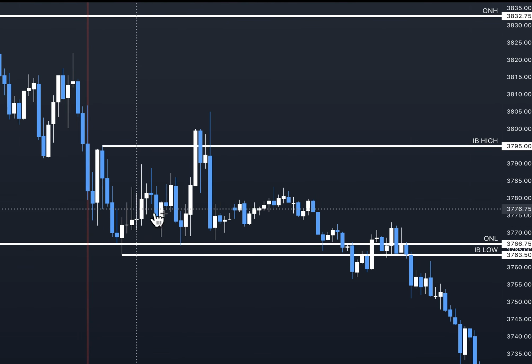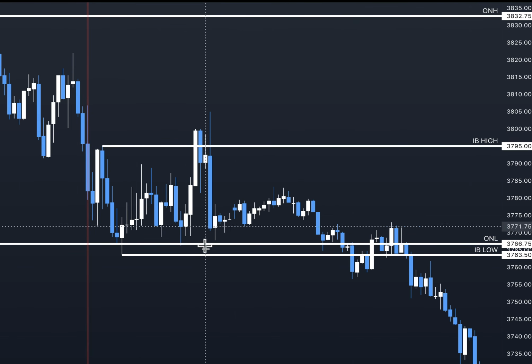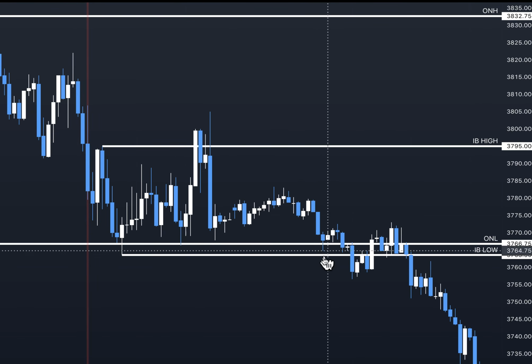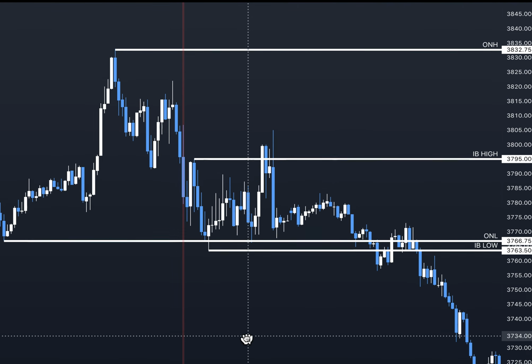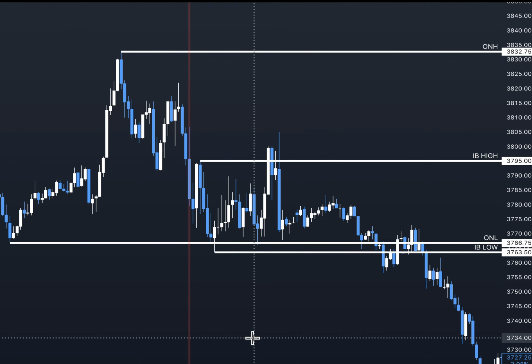So a lot of times the first time it touches the IB high, it will be rejected. First time it touches the IB low, it will be rejected. So these are additional levels that you can put on your chart. They're nothing more than break levels, but they're at very special times. Overnight high and overnight low is what happens from when the market closes on Tuesday and it opens up Wednesday morning. What happened overnight? And then the IB low and IB high is nothing more than break levels. It's the swing high and the swing low during the first hour of trading.